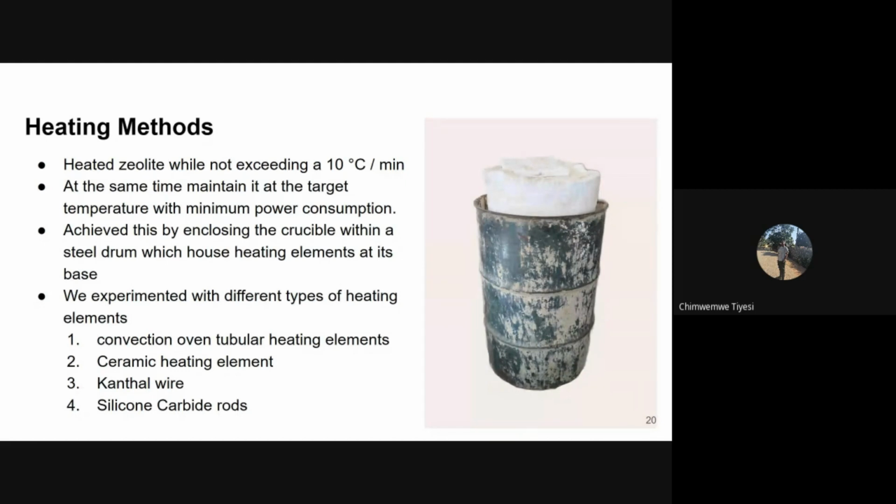Now I want to talk about the types of heating elements we experimented with to achieve the temperature we wanted, that is 550. Firstly, we worked with convection oven tubular heating elements. Then we went on and tried ceramic heating rods. Later on, we tried kanthal wires and heating elements from a clothes dryer. And finally, we experimented with silicon carbide rods.